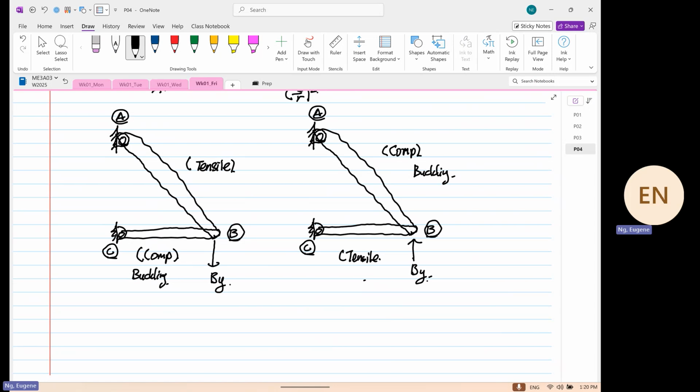Later on next week, we will focus on the joint. What if the structure is under single shear configuration? What if the structure is double shear configuration?